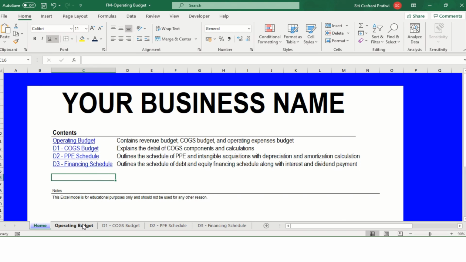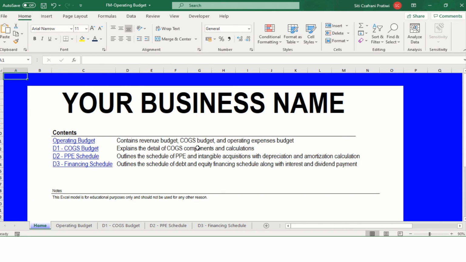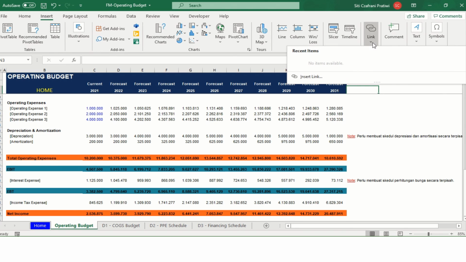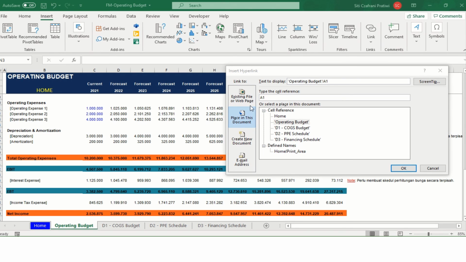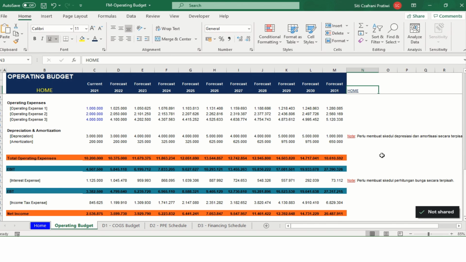And in each respective worksheet, you can also place a home button here. So when I click home here, it will go back to the landing page. The step is also similar: insert link here, choose place in this document and click home, and just change the name to home. Okay, and change the font color. So that's how to create a landing page and hyperlink.